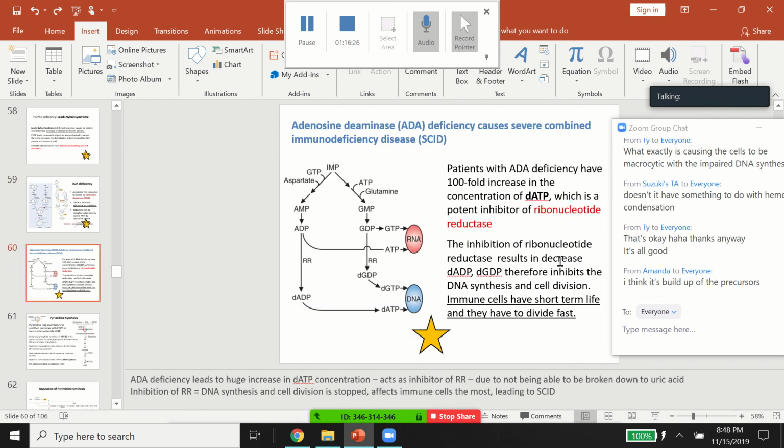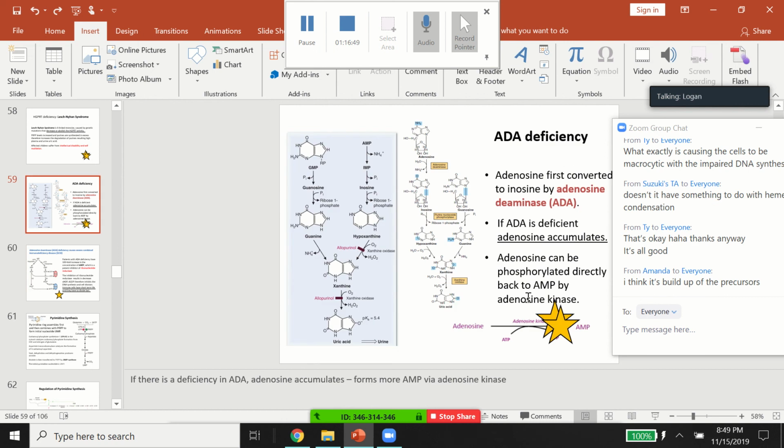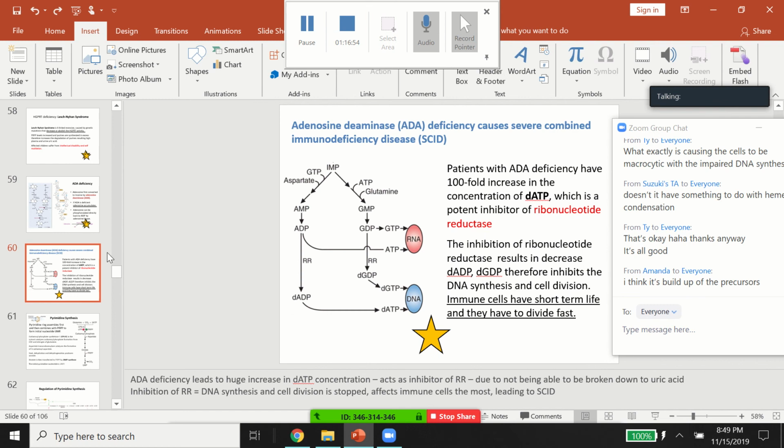Now, ADA deficiency can cause, and more than likely would cause, severe combined immunodeficiency disease, SCID. Patients with ADA deficiency will have an increased concentration of dATP. The reason is that you're able to reform it: as I mentioned, you can phosphorylate directly back to AMP, and if you can go back to AMP, you can therefore form ATP or dATP.